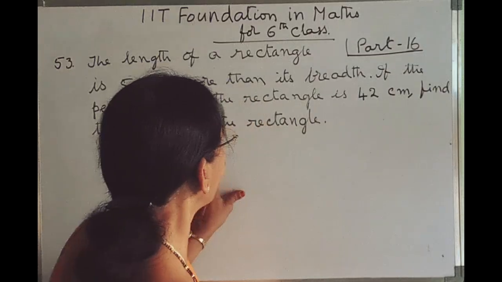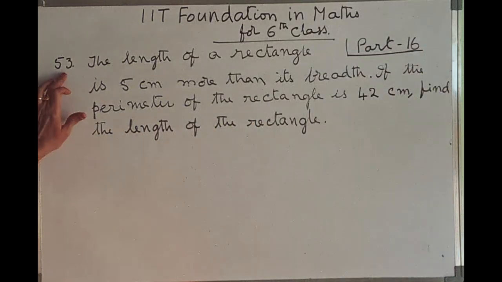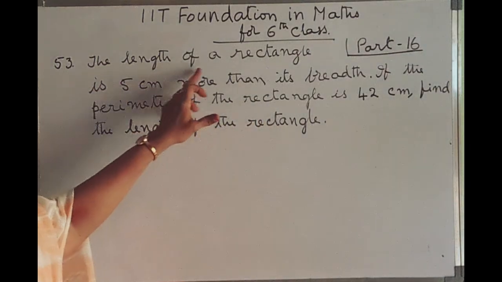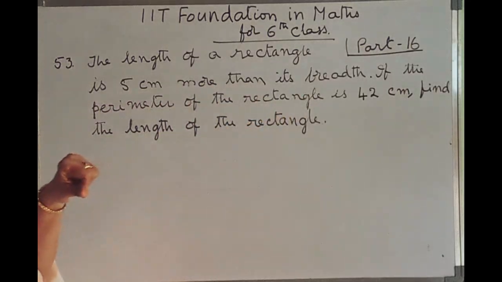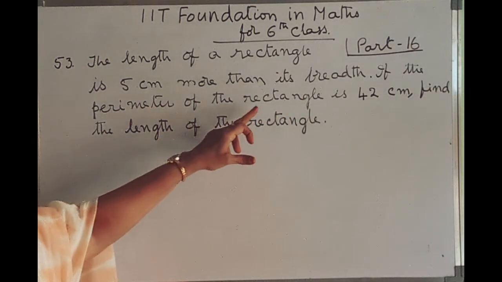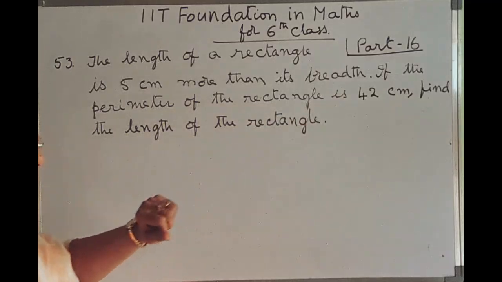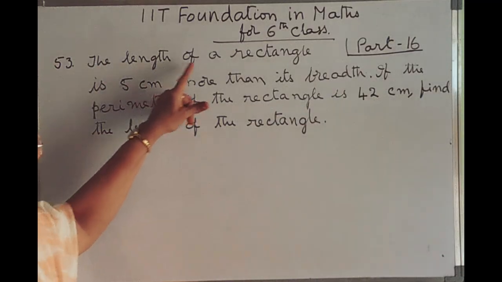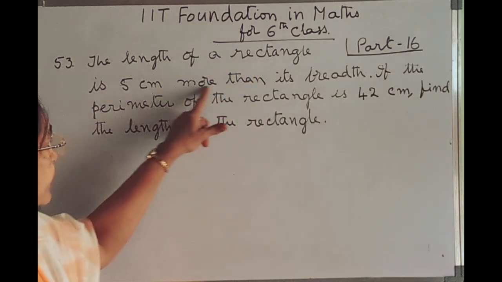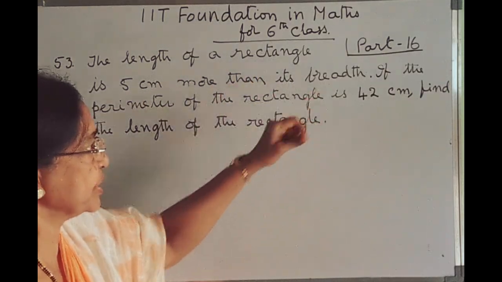Chapter 7, Algebra. In this 53rd problem, the length of a rectangle is 5 centimeters more than its breadth. If the perimeter of the rectangle is 42 centimeters, find the length of the rectangle. Here the length of a rectangle is 5 centimeters more than its breadth.